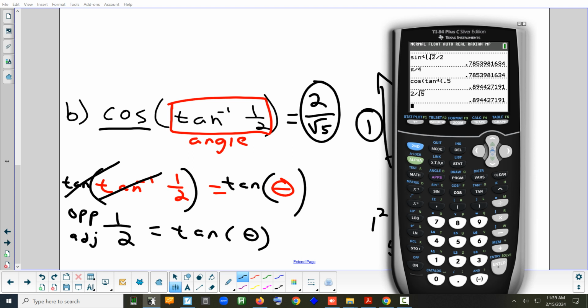And the calculator won't be able to give you 2 divided by the square root of 5. It's something you'd never be able to guess based on that decimal. You can't guess that. So you've got to know how to figure it out the way I just showed you. Okay. Any question on that one?